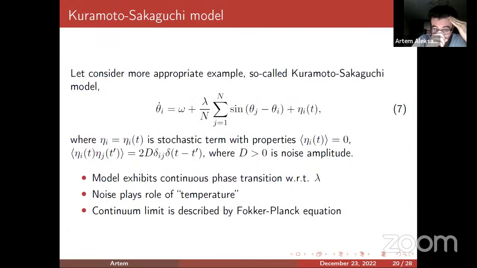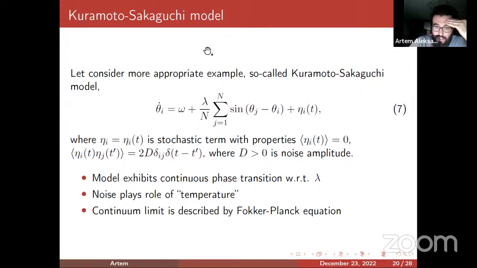The more appropriate example is the so-called Kuramoto-Sakaguchi model. The equations of motion are quite simple. Here, they are almost similar, but we add a stochastic term. The stochastic term eta is nothing more than white noise. It has zero time average and non-zero two-time correlator, and D is a positive quantity, which is nothing more than the noise amplitude.